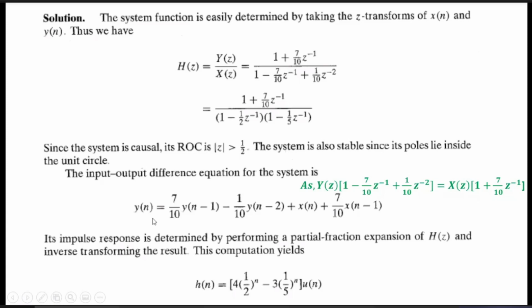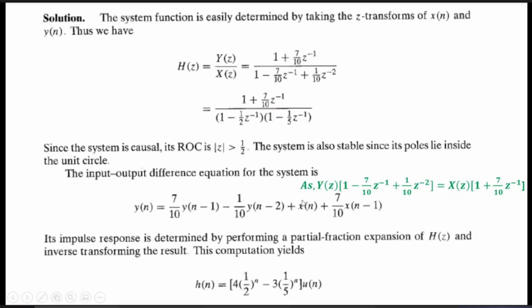Okay, and this expression y(n), how is it obtained? This expression y(n) is obtained from the previous equation, from multiplying this Y(z) into 1 minus 7 by 10 z inverse plus 1 by 10 z to the power minus 2, that is equal to X(z) into 1 plus 7 by 10 z inverse. So now you just apply the inverse z transform.